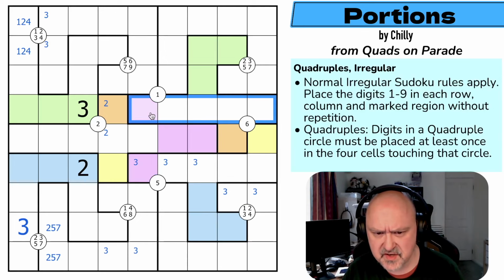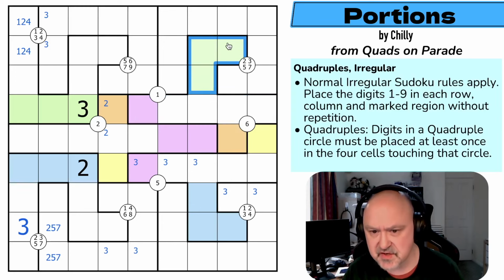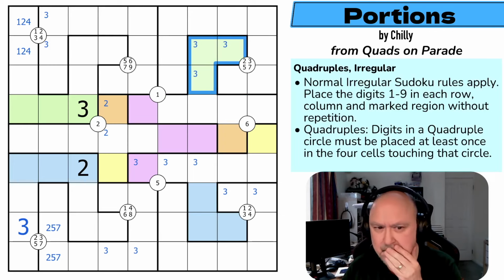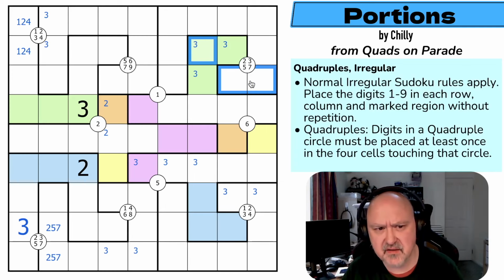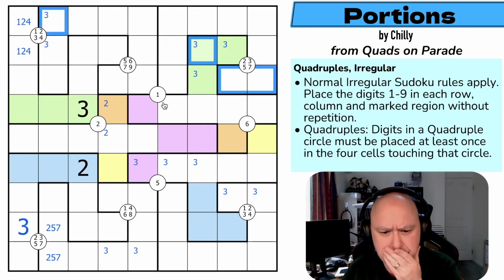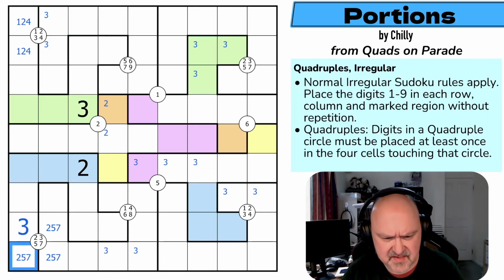Three in this region is not in any of those. It's not here. It must be in green. So the 3 in this region must be in green. A 3 here would put a 3 down here and up here. This is from 2, 5, and 7.